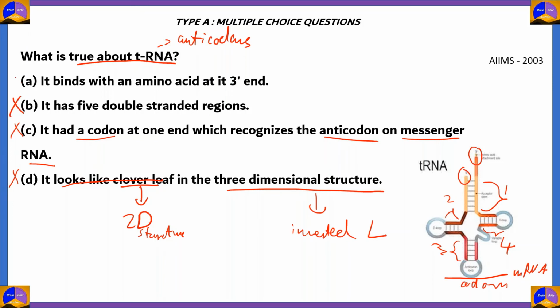The right answer is option A. It binds with an amino acid at its 3' end. So this is the 3' end, the longer end, and it's virtually free from any kind of double bond besides the loops. And therefore, the amino acid comes and binds here. And that amino acid has a specific code in the codon given by the mRNA. So the 3' end takes care of the amino acids, while the anticodon loop takes care of the codon matchup with mRNA. So that's why option A, it binds with an amino acid at its 3' end, is the right option.